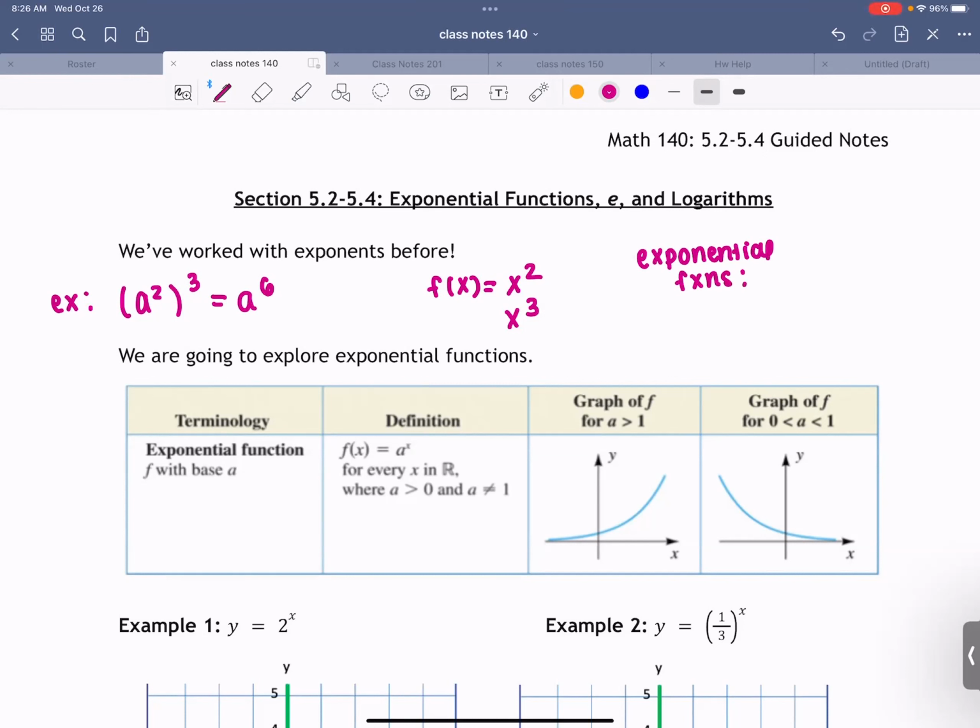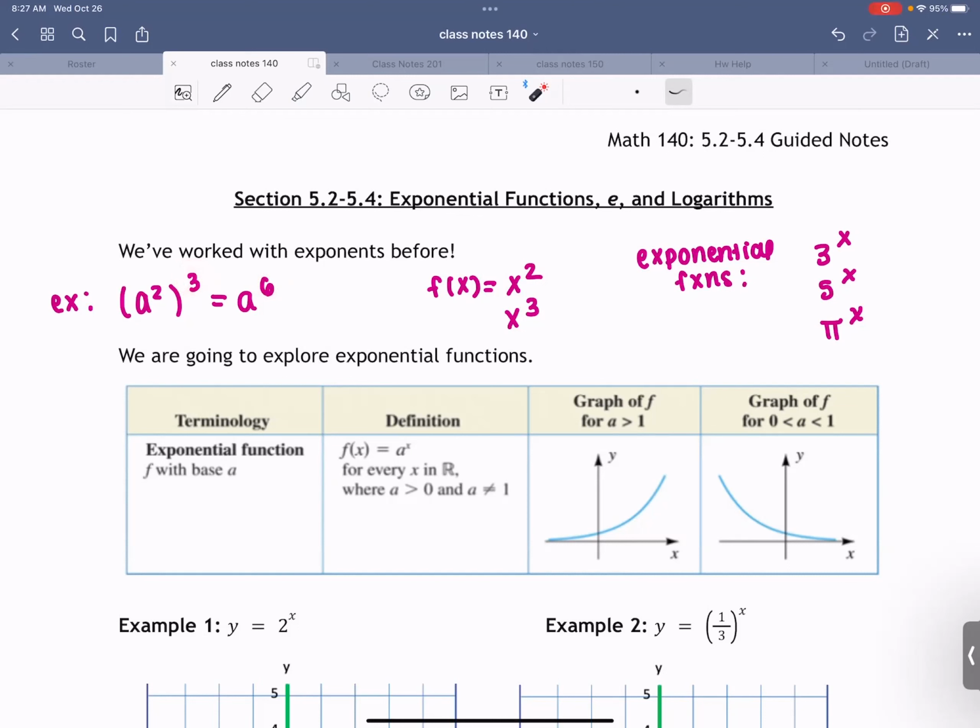Functions like this, 3 to the x, 5 to the x, even things like pi to the x. Okay. So we've dealt with exponents and functions with exponents before, but in all these examples, the variable has been in the base of the exponent, okay? And we haven't really messed around with the exponent on top, okay?